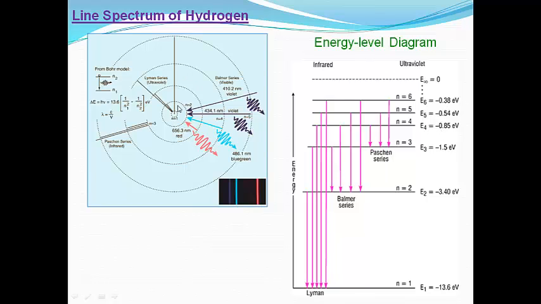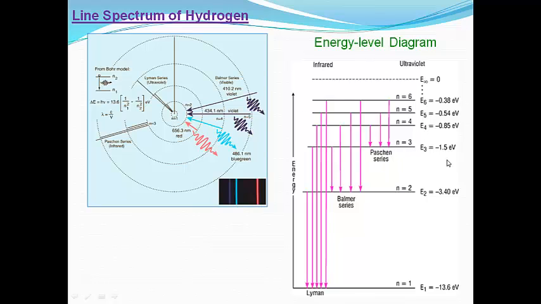This shows us the transitions that occur as they relate to the Lyman series, the Balmer series, and the Paschen series. Now we need to distinguish the Lyman series from the Balmer and Paschen series. For the Lyman series, we have transitions from a higher quantum number down to n equals 1. For the Balmer series, we have transitions from a higher quantum number to n equals 2, and for the Paschen series, from a higher quantum number down to n equals 3.